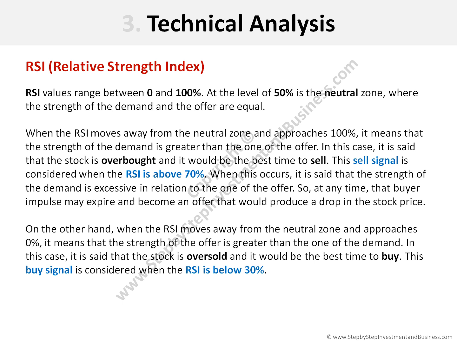When the RSI moves away from the neutral zone and approaches 100%, it means that the strength of the demand is greater than the one of the offer. In this case, it is said that the stock is overbought and it would be the best time to sell. This sell signal is considered when the RSI is above 70%.